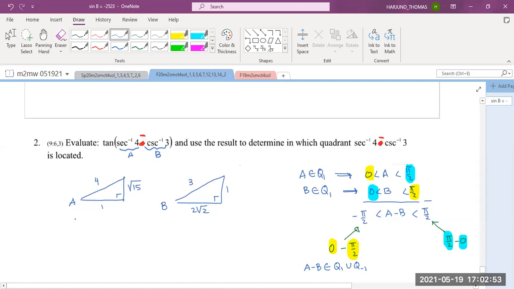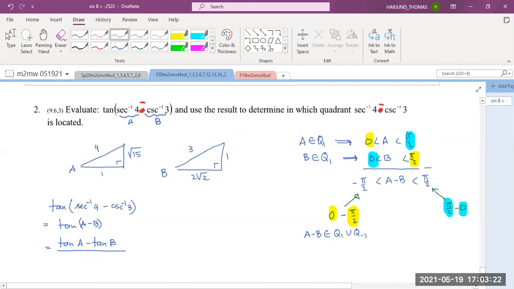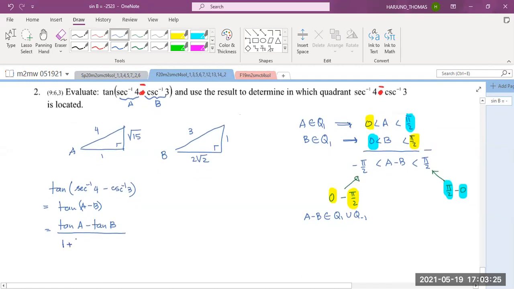Okay, now let's see how about tangent A minus B, tangent secant inverse of 4 minus cosecant inverse of 3. This will be tangent A minus B, which is tangent A minus tangent B over 1 plus tangent A tangent B.